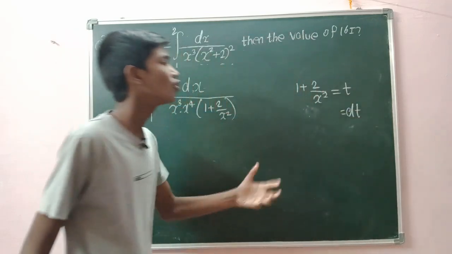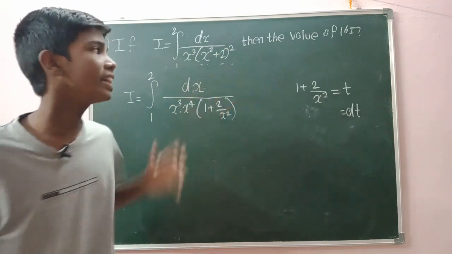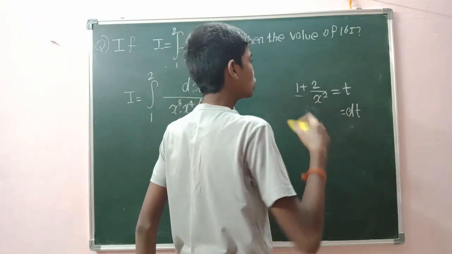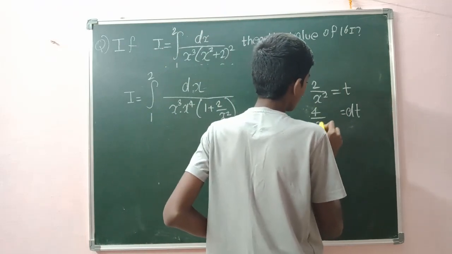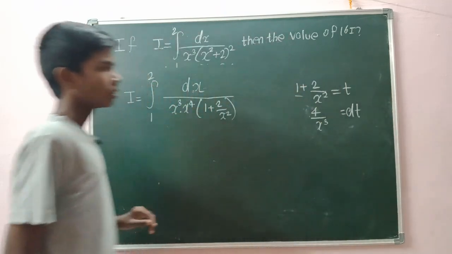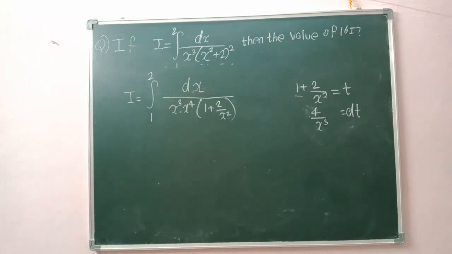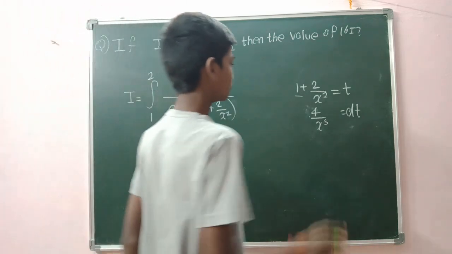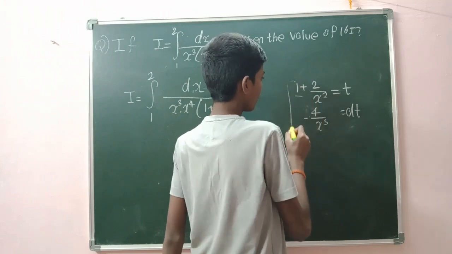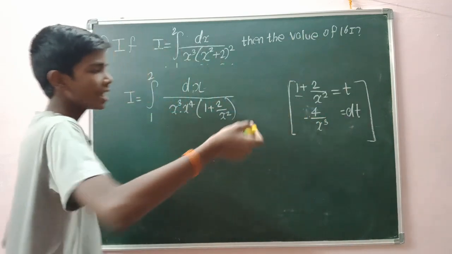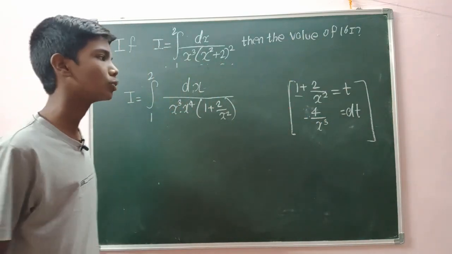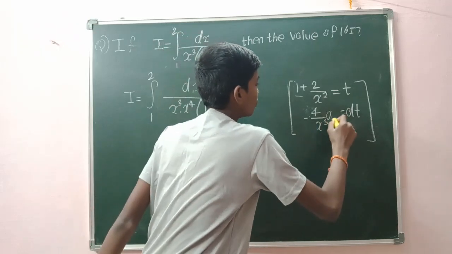When I take 1 plus 2 by x square as t, then dt will be nothing but the differentiation of t, that is the derivative of t. So the derivative of 1 is 0. So 0 plus the derivative of 2 by x square, which will be nothing but 4 by x cube. Correct or not? Think carefully and say, am I right? Yeah, of course it's correct. So this will be minus 4 by x cube. Sorry, it will be minus 4 by x cube, because the derivative of 2 by x square is the derivative of 2 into x to the power minus 2. Hence if you solve, you get minus 4 by x cube, and that will be your dt value in terms of dx.